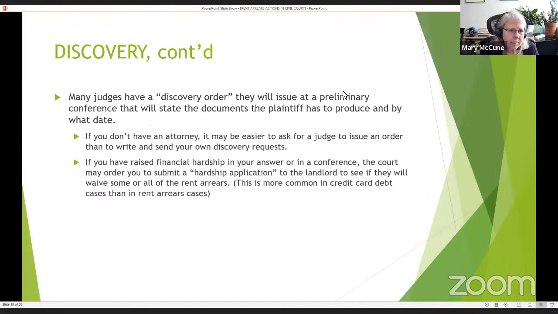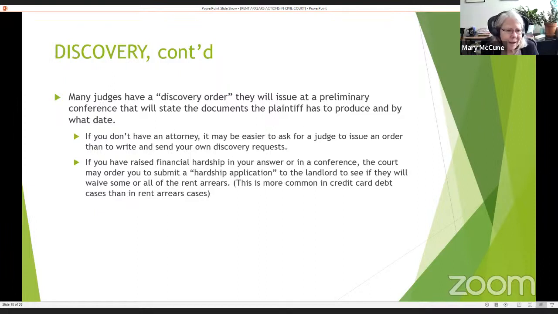Okay, more on discovery. A lot of the judges right now in civil court have what they call a discovery order that they will automatically issue at a preliminary conference that will state the documents the plaintiff has to produce and by what date. They're often designed for consumer credit cases, which are credit card cases. So sometimes the vocabulary doesn't really match what goes on in a rent arrears case. So you may want to ask the judge to make it a little more specific.